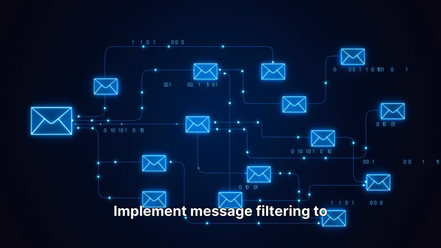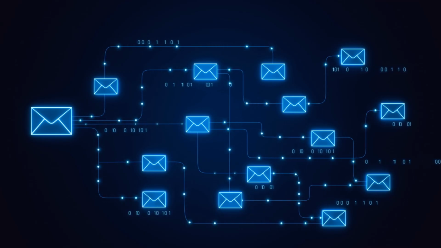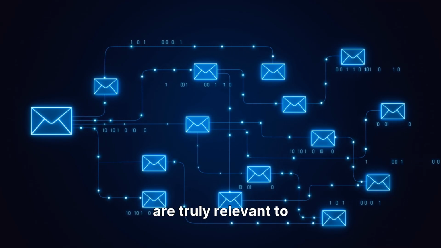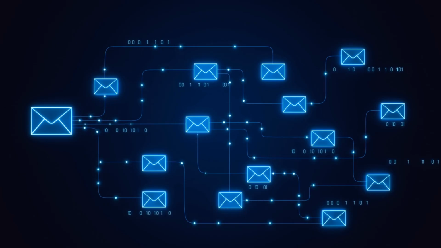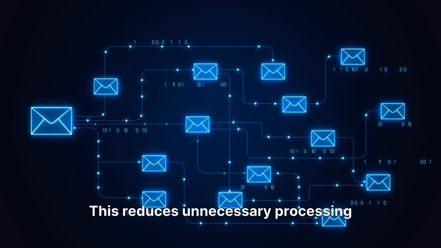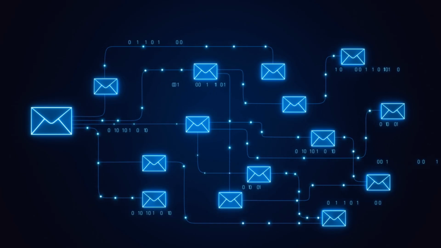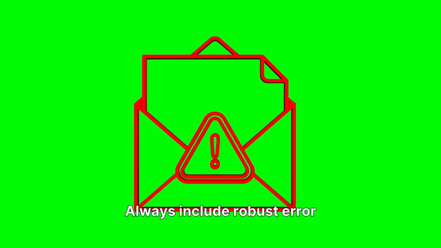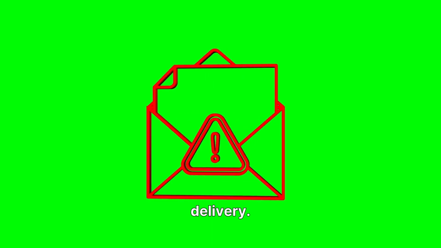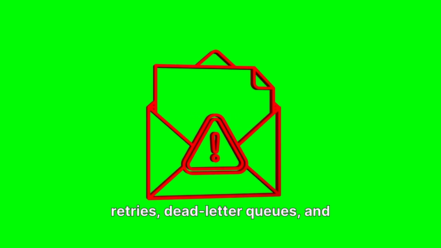Implement message filtering to allow subscribers to receive only the messages that are truly relevant to their specific functions. This reduces unnecessary processing and improves the efficiency of your subscribers. Always include robust error handling to gracefully manage any potential issues that might arise during message delivery. This includes mechanisms for retries, dead letter queues, and logging to ensure system stability.